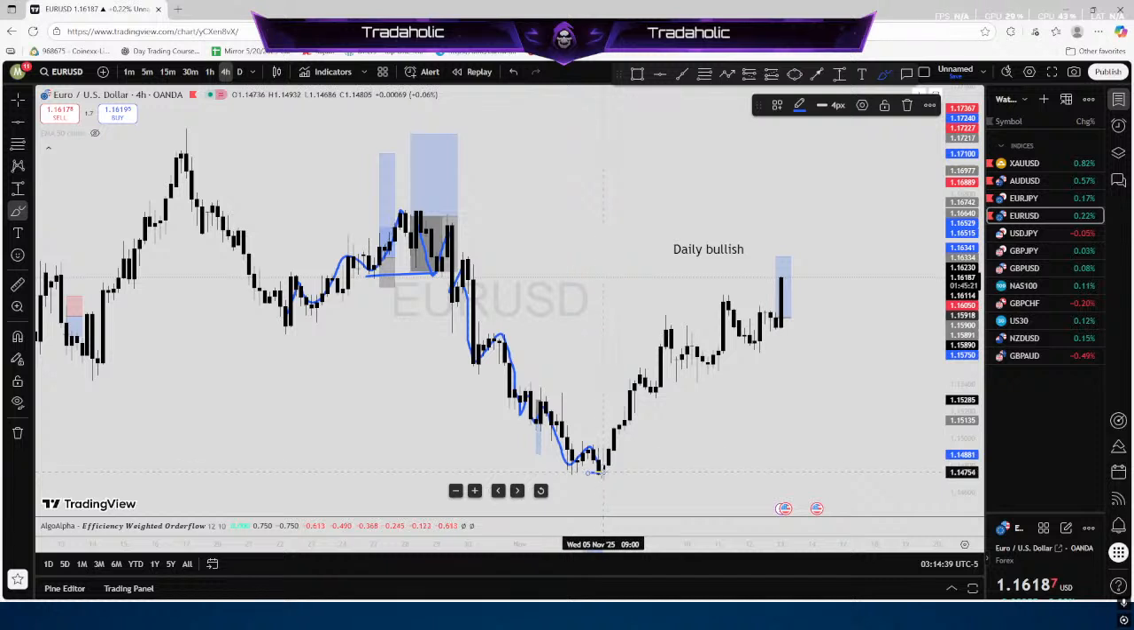Price created some relatively equal lows here. You have the shift in structure going back to bullish. This impulse move up took out not only this lower high, but also this lower high, and eventually took out this lower high. This lets me know on the 4 hour time frame specifically that buyers are in control.